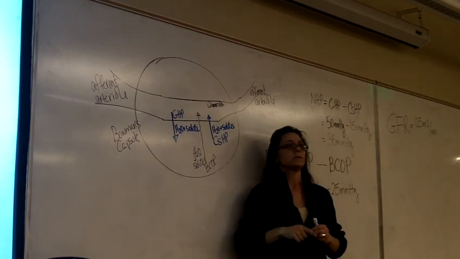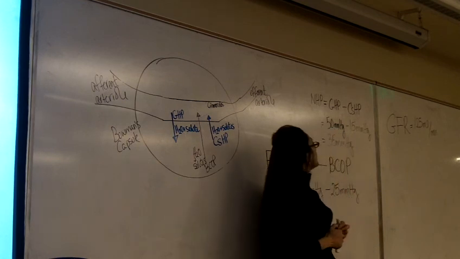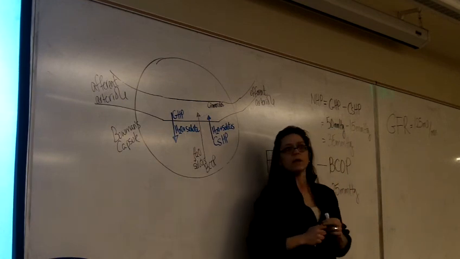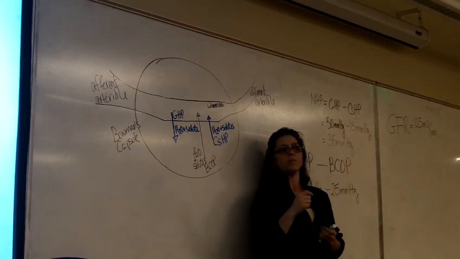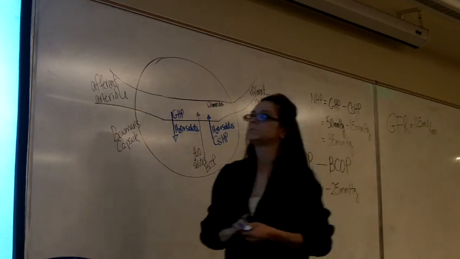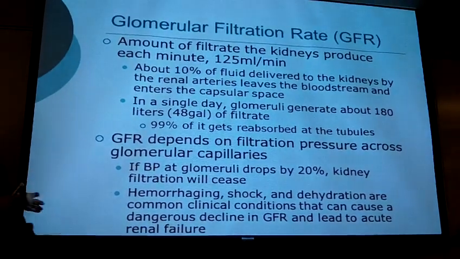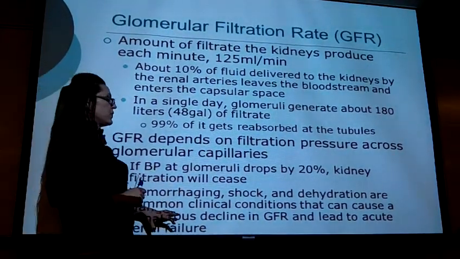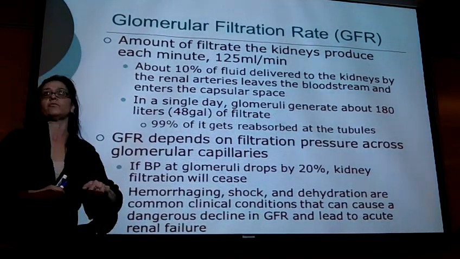How can they calculate the GFR? They probably put some kind of dye into the blood, and then they monitor those particles as they're coming out. I'm guessing. I'm sure there's a few different ways to do it, but that's probably one way. So hemorrhaging, shock, dehydration, they're all conditions that can cause GFR to drop.